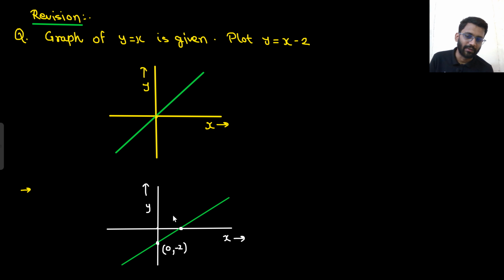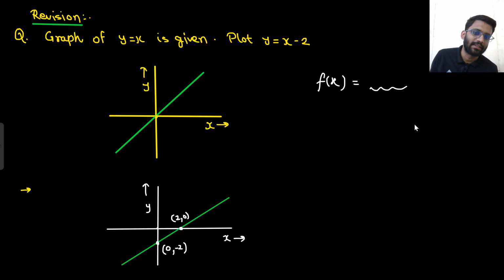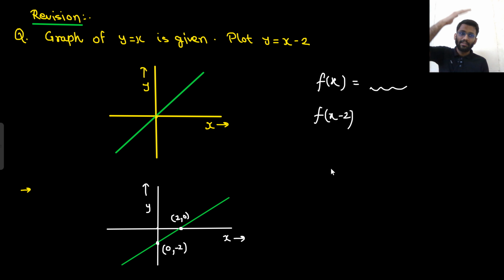And what will be this value? This value will be 2 into 0. The value is not important. I just need to tell you that if in the x-axis at this side, let's just assume the graph is given as f(x), some function of x. Then if you need to draw the graph of f(x) minus 2, you will just shift the graph by 2 downward. And if you need to draw the graph of f(x) plus 2, you will shift it upward.